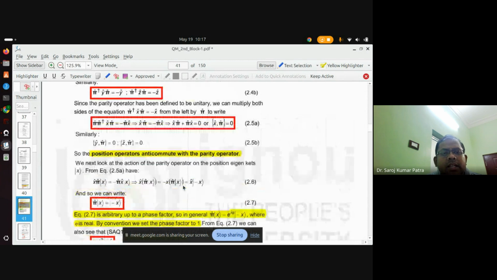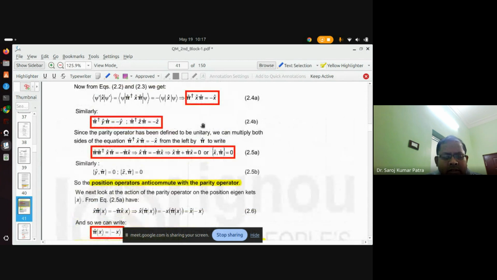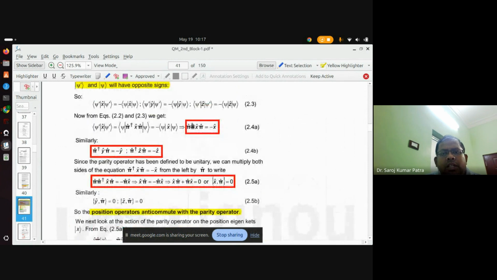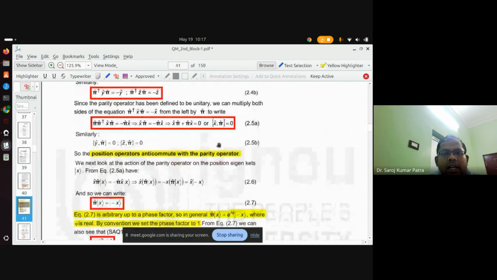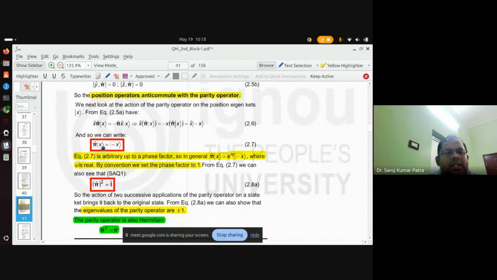If we are operating with any other operator, the position operator, then that will be the condition: pi dag x pi must be equal to minus x. That is condition 1. Second, that x and pi must anti-commute. That means x pi anti-commutator bracket must be equal to 0. If it is operating on a state vector, so pi operating on x ket will be equal to minus x ket.